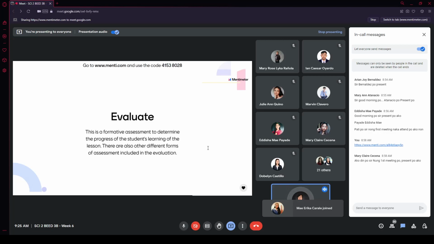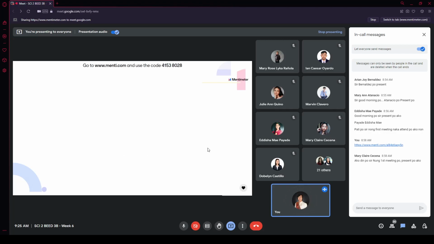Okay, so that's the 5 E's. However, 5 E's is actually quite, let's say, outdated. We now have a new method. The 7 E's method is an extension of the 5 E's. They are actually quite the same. We just added 2 more steps, elicit and extend.